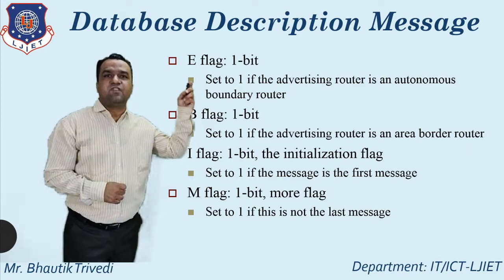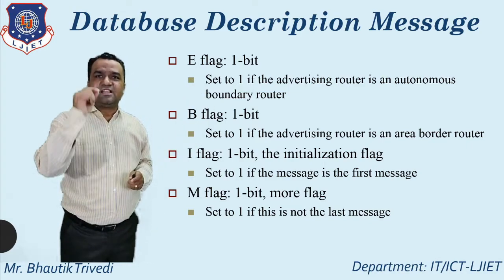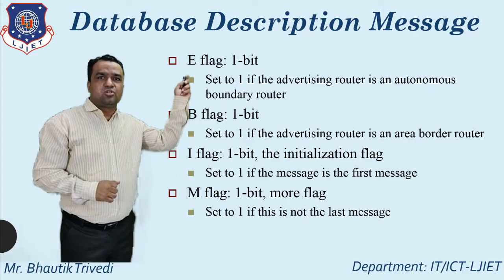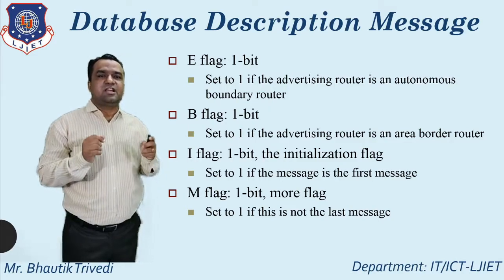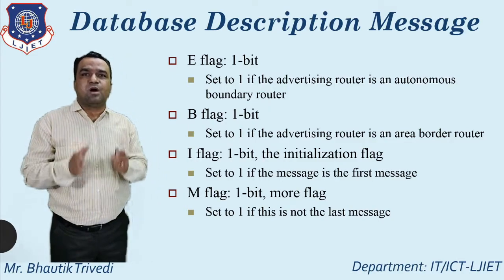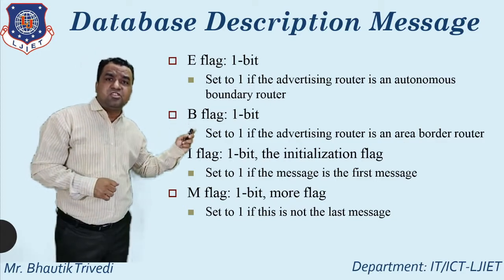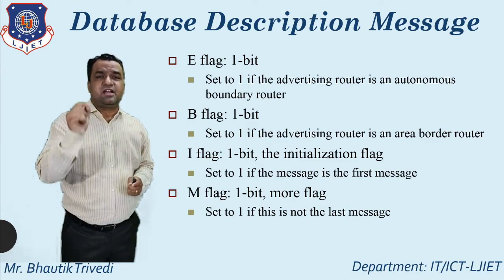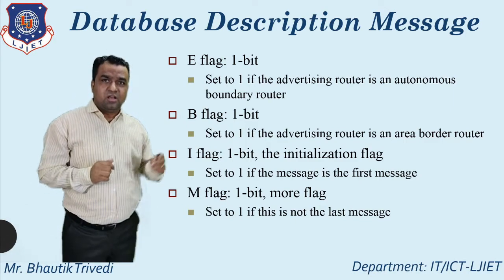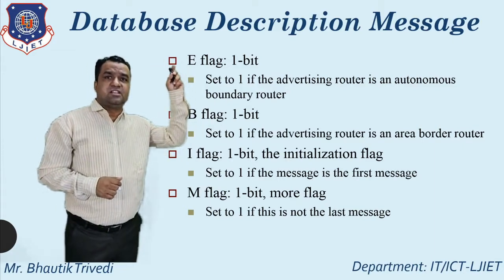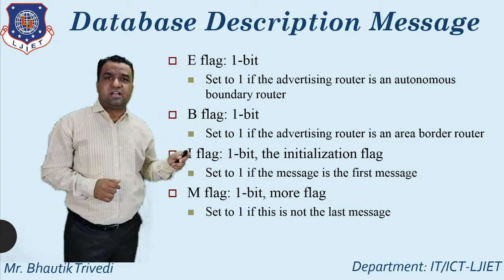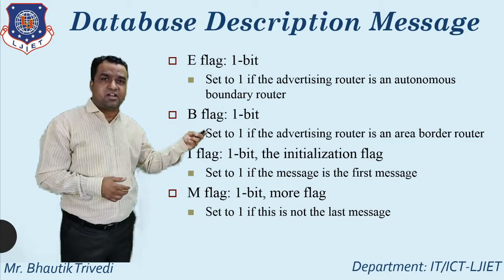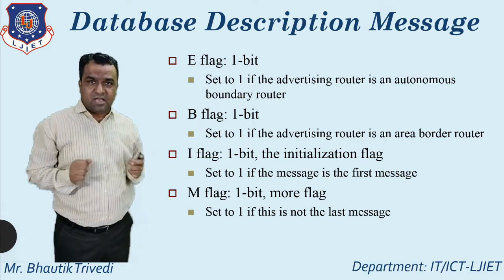What is the meaning of the E flag here? If you set the E flag equal to 1 in the database description packet format, your advertising router is treated as an autonomous boundary router. If you set the B flag equal to 1, your advertising router is treated as an area border router. Again I repeat my statement: if you set the E flag, it means autonomous boundary router. If you set the B flag, the advertising router is treated as an area border router.